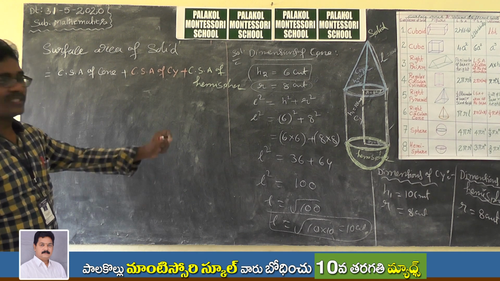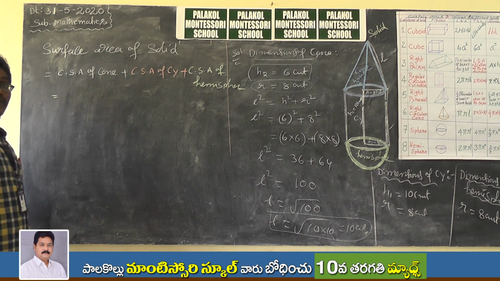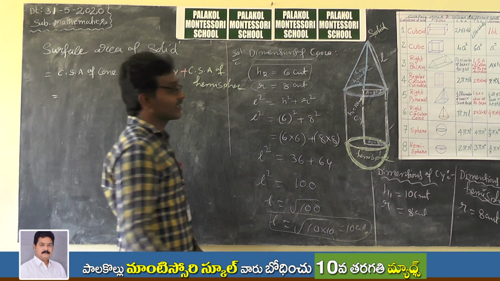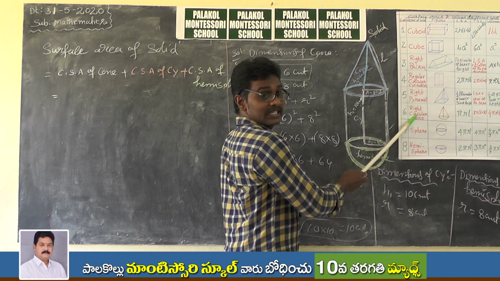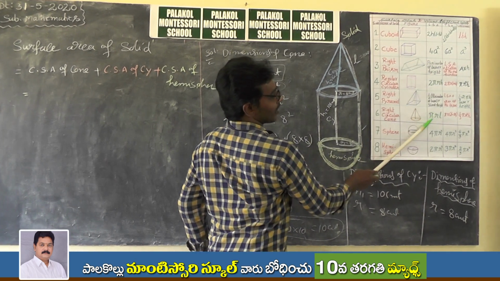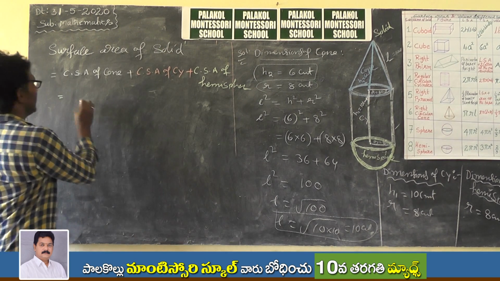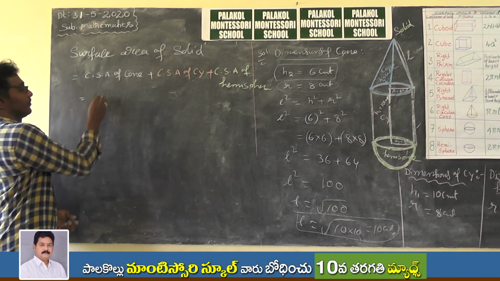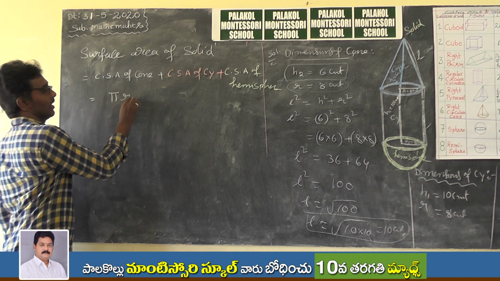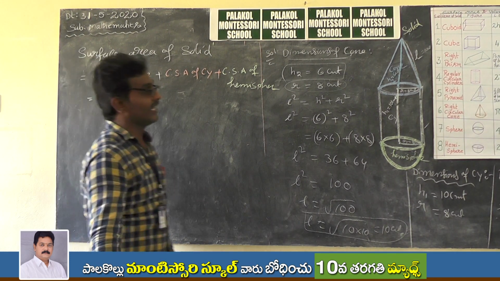It's very wonderful, the sum. Yeah, see, what do you know, the curved surface area of the cone. Check it here, the formula shown in that chart. Cone, curved surface area formula: pi r L. So I write here pi r L, plus the curved surface area of the cylinder.